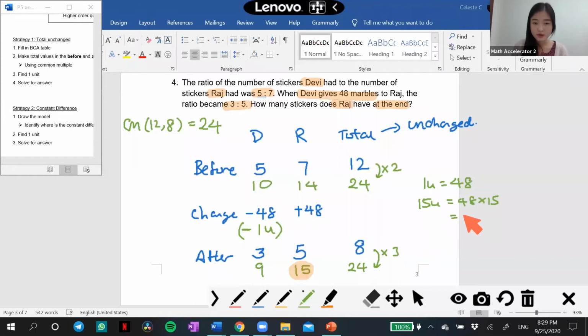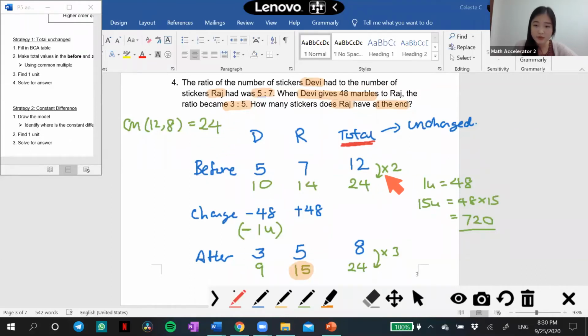Which is 720. Okay, if you still don't understand why you multiply here, it's because the total is unchanged, right? You are adding and subtracting the same number to their total, so the total is unchanged, which means that the numbers under the total column have to be the same. But it was 12 and it was 8. It's not the same, so we have to make it the same using a common multiple.